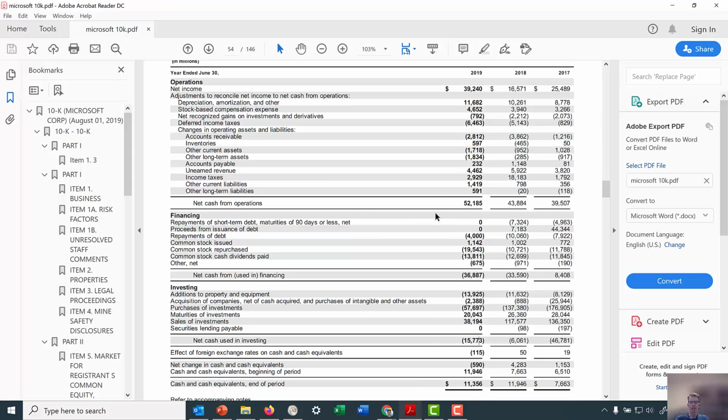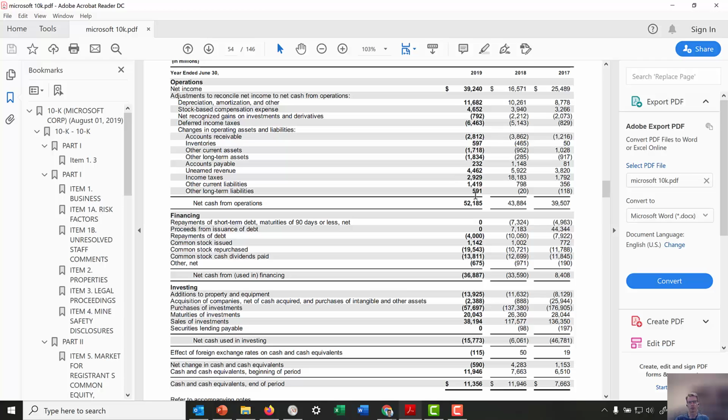So the way we do free cash flow is we find how much cash came in from operations. That's the first subtotal. If we're doing this for Microsoft for 2019, $52,185,000,000. We would subtract our capital expenditures, and if you look in the investing section, you do not see capital expenditures listed. However, what that term means is how much did the company spend buying property and equipment. And if you look here, the very first line, additions to property and equipment, $13,925. That's capital expenditures for Microsoft.